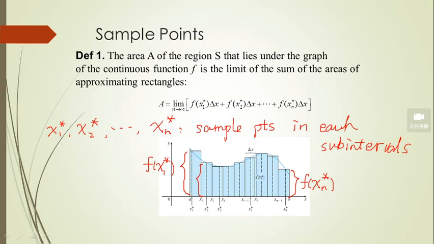So why do we talk about sample points? Because if we choose sample points, that will be more accurate, and especially the sample point can be the left endpoint and also the right endpoint. So those two endpoints are special choices of the sample point. Okay, so that is the way we define the area A.